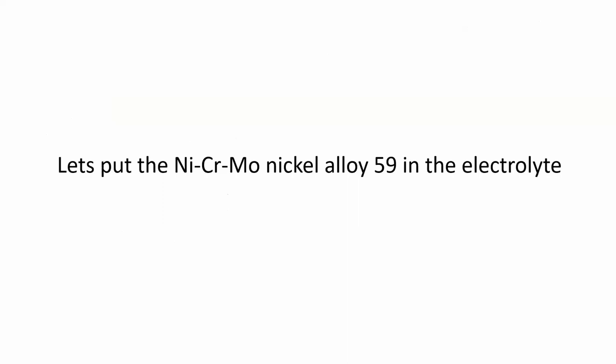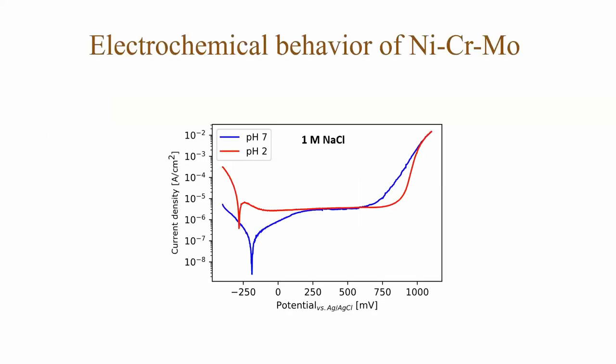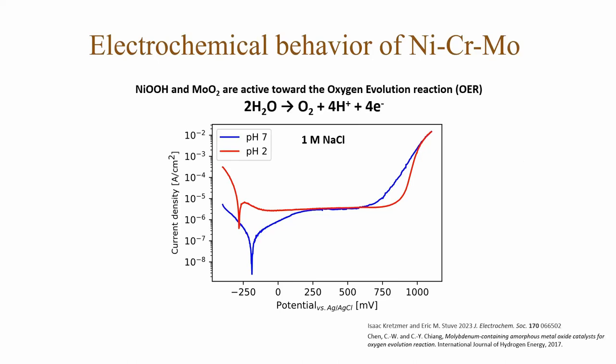And now we put it in the electrolyte. So this is the electrochemical behavior as we saw before. It's slightly different for the two pHs here, 7 and 2. At pH 7, you see that the current increases at lower potentials as compared to pH 2. It is actually known that nickel hydroxides and molybdenum oxides are active towards the oxygen evolution reaction. So the oxygen evolution reaction is a main suspect here.